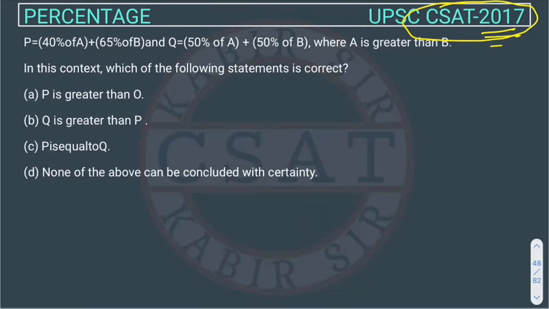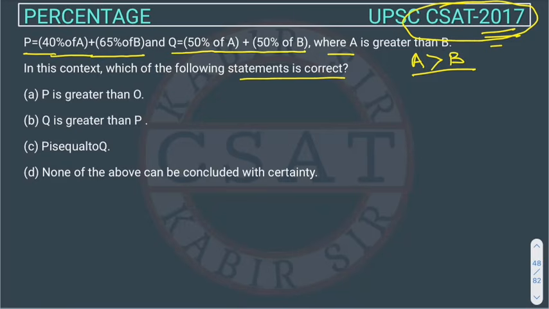This is a good question, and nowadays UPSC asks these kinds of questions because it's hard to find the direct answer through the given data. So here we have to guess. The question is: P is equal to 40% of A plus 65% of B, and Q is equal to 50% of A plus 50% of B, where A is greater than B. We know only this, and we have two equations. We have to find out which of the following statements is correct.